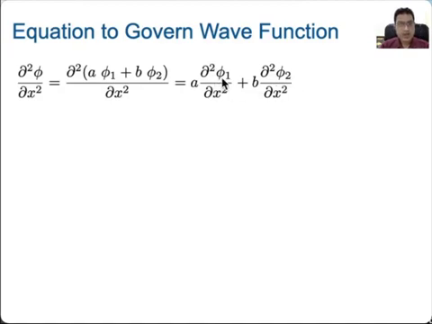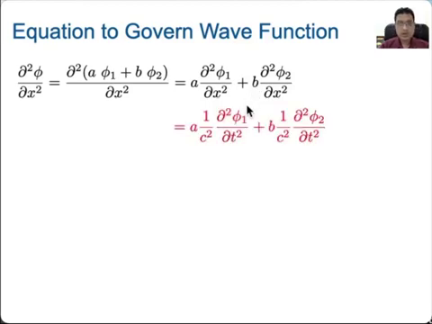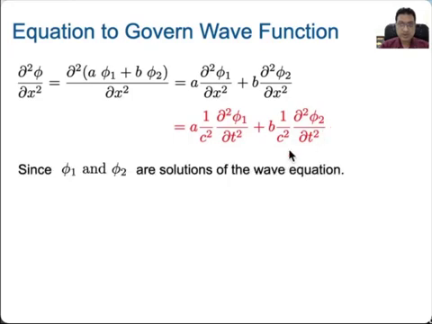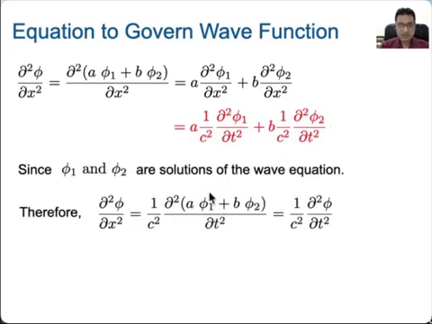What we know is that phi 1 and phi 2 are also independent solutions of the wave equation. So this part I can write down as 1 over c square d2 phi 1 over dt2 plus b times 1 over c square d2 phi 2 over dt2. Now 1 over c square is a common thing, and a is a constant, so I can take this a back to here, and write d2 a phi 1. The same I can write d2 b phi 2. So 1 over c square I have taken out and rearranged, and this is phi. So I can substitute phi.